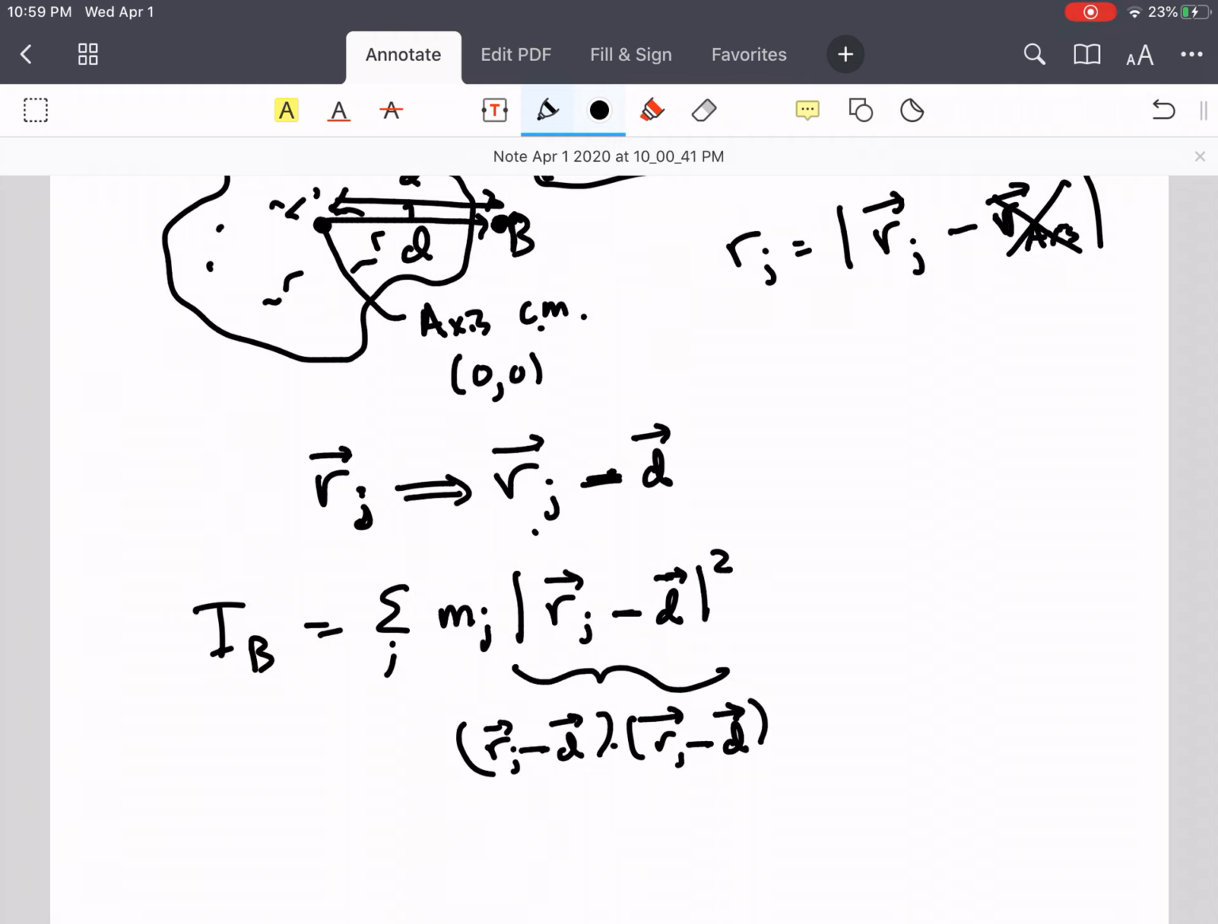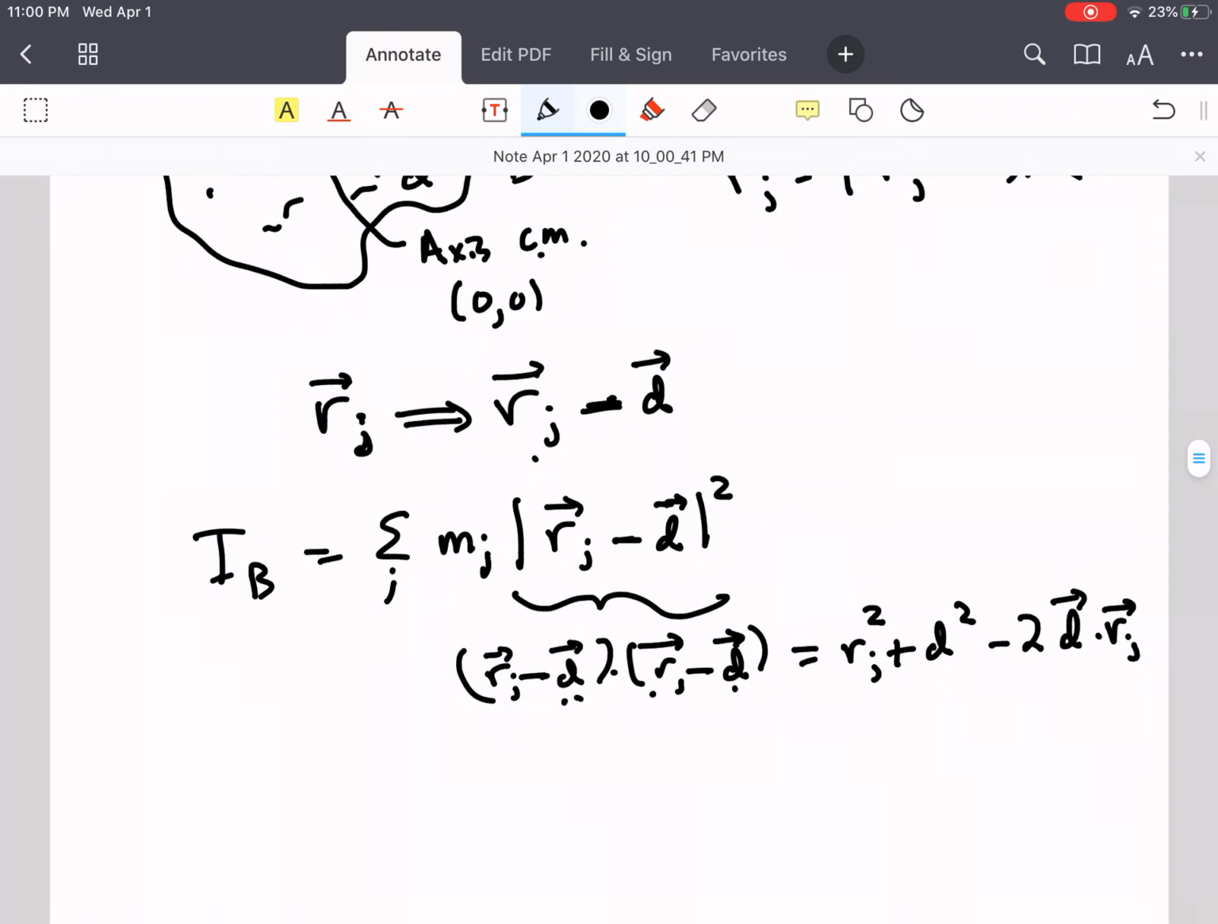And I can go ahead and do this dot product. So rj times rj, that's just rj squared. d times d, that's just d squared. And finally, I have d times rj and rj times d. So that's minus 2d dot rj. Good so far? All right, so now let's go ahead and continue with this formula.